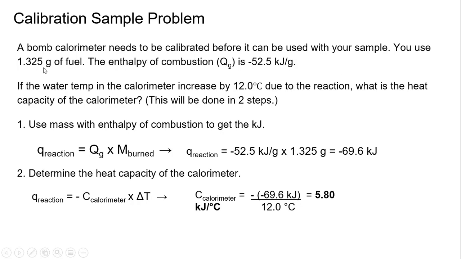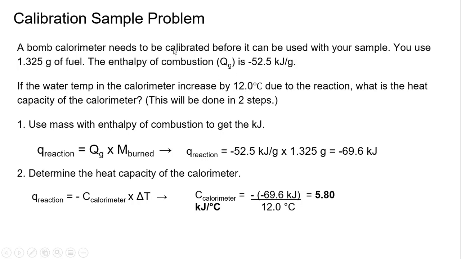You use 1.325 grams of a fuel, and the enthalpy of combustion, in this case it's known as QG, which is energy density. We'll come to that later because it's something you're going to have to solve in this lab, is negative 52.5 kilojoules per gram. So here's another one. You're going to need to solve for this. You should know the units that go with it, kilojoules per gram.